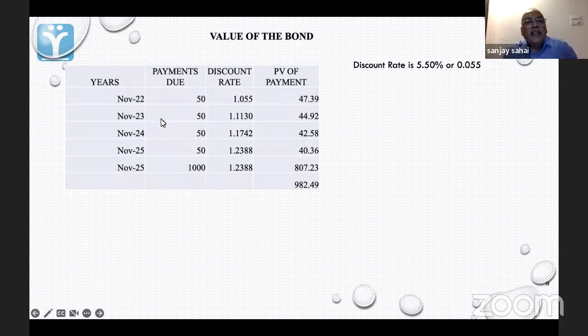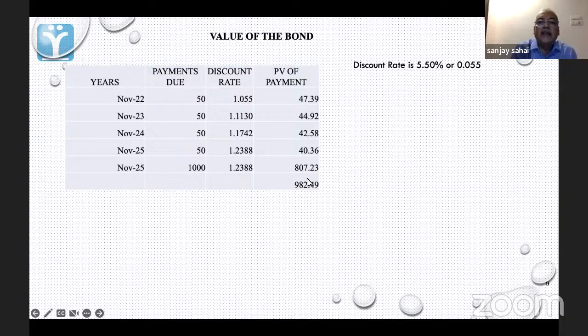Now in November 23, you will again get 50. Now since you are getting this after 2 years, you will now discount it by 1.055 squared. तो वो हो जाएगा 1.1130. तो इसका प्रेजेंट वैल्यू हो जाएगा 44.92. November 24 में you will get 50. Now you will again discount by 1.055 to the power 3. So you will get 42.58. You will do the same calculation for the 50 rupees you receive in November 25 and the 1,000 rupees which you receive back in November 25.